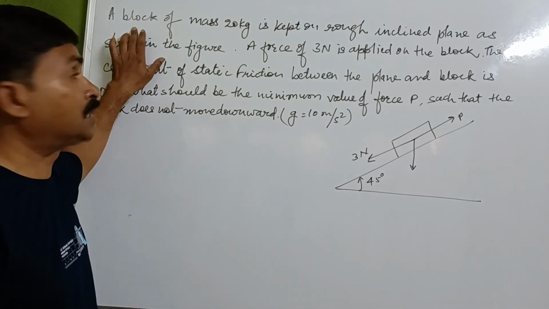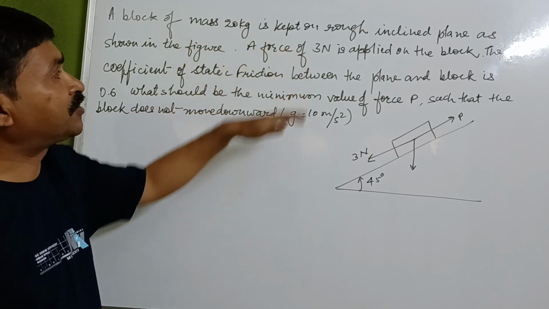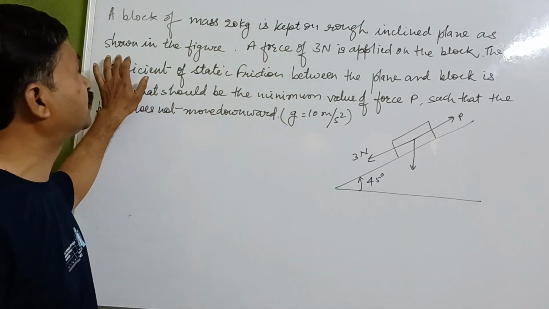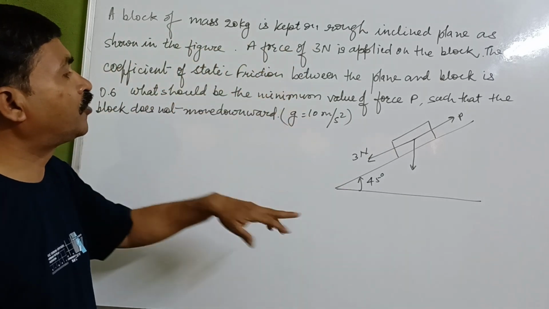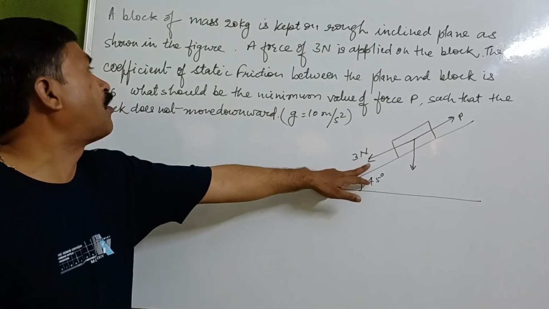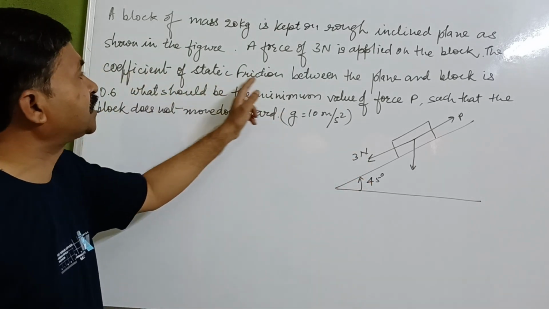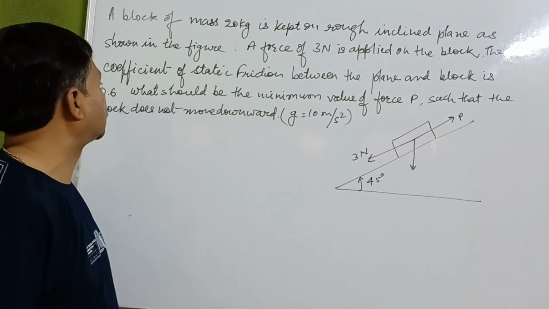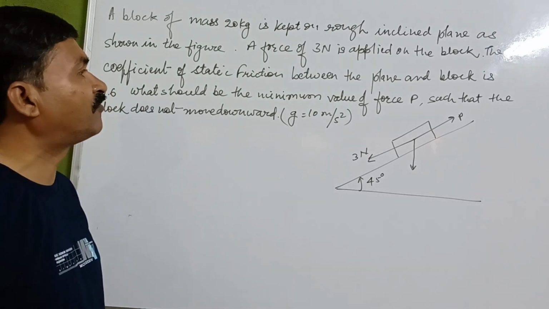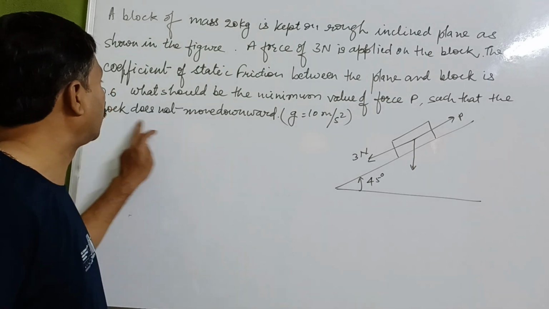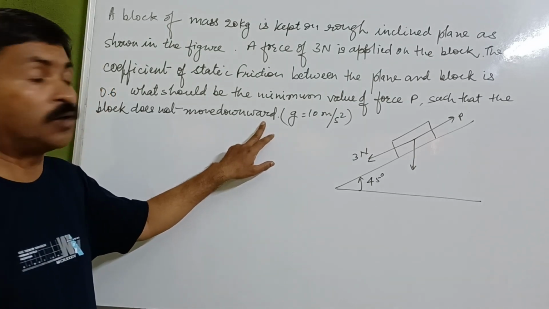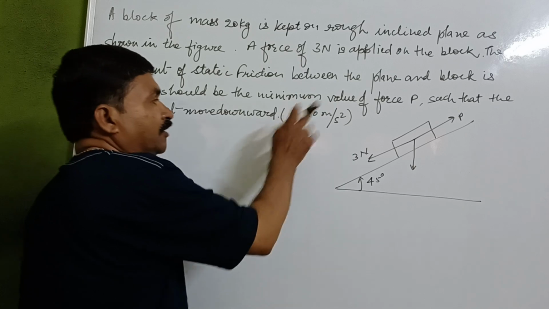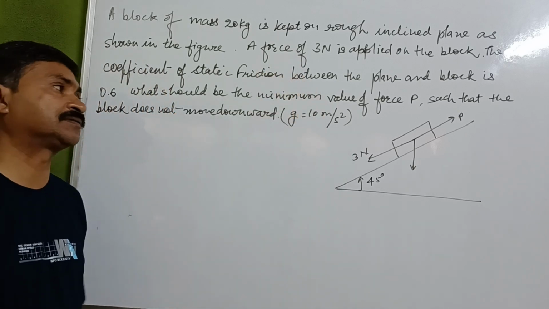A block of mass 20 kg is kept on a rough inclined plane as shown in the figure. A force of 3 Newton is applied on the block. The coefficient of static friction between the plane and the block is 0.6. What should be the minimum value of force such that the block does not move downward? Take the value of g equal to 10 meter per second square.